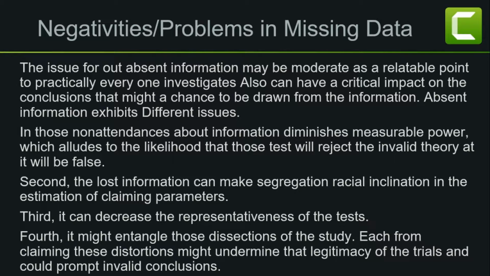First, the absence of data reduces statistical power, which refers to the probability that the test will reject the null hypothesis when it is false. Second, the lost data can cause bias in the estimation of parameters. Third, it can reduce the representativeness of samples. Fourth, and lastly, it may complicate the analysis of the study. Each of these distortions may threaten the validity of the trials and can lead to invalid conclusions.